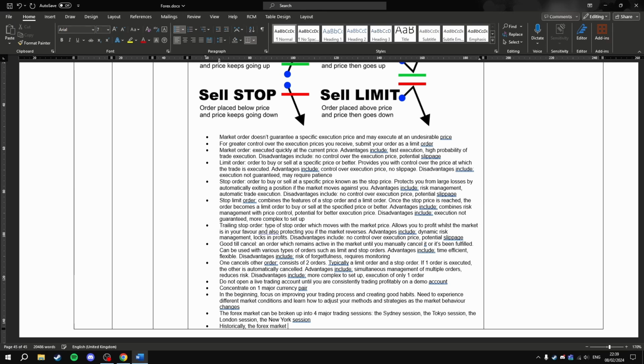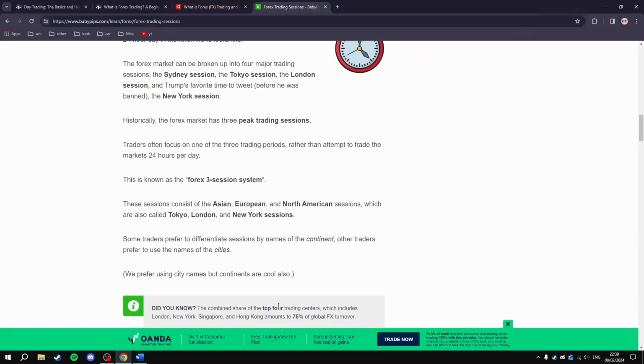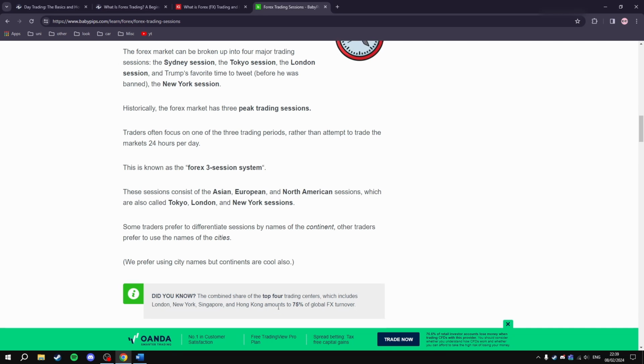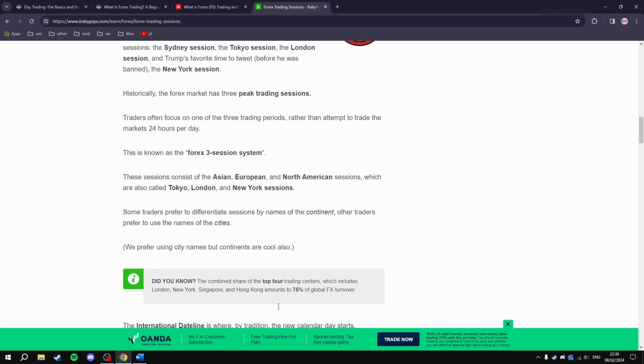Forex market has 3 peak trading sessions. Traders often focus on one of the 3 trading periods rather than attempt to trade the market 24 hours per day. This is known as the Forex 3-session system. These sessions consist of the Asian, European and North American sessions, which are also called Tokyo, London and New York sessions.